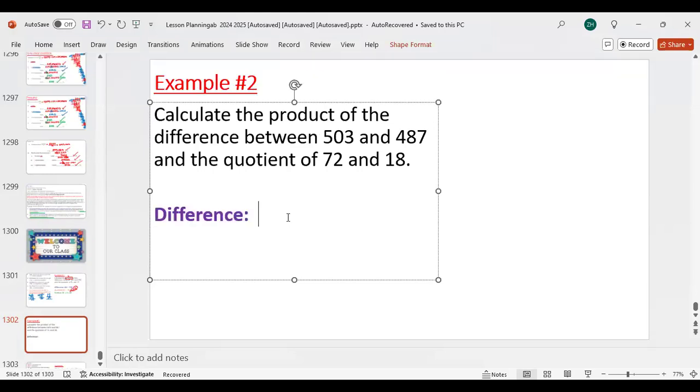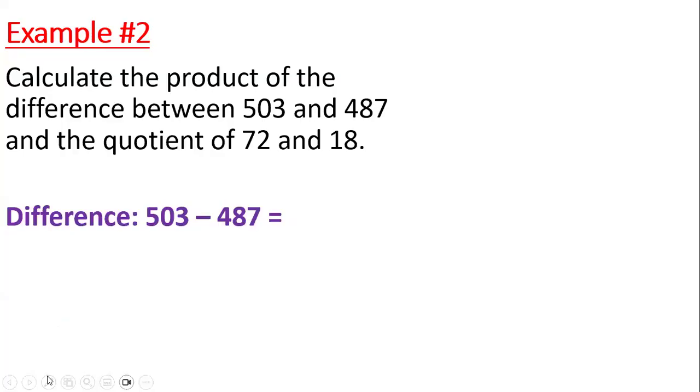When y'all subtract them, what did y'all get? We're gonna subtract 503 and what? 487. And when y'all subtract them, what did y'all get? 16. Okay. So I need to subtract them. Let's subtract them. So it's gonna be 503 minus 487.